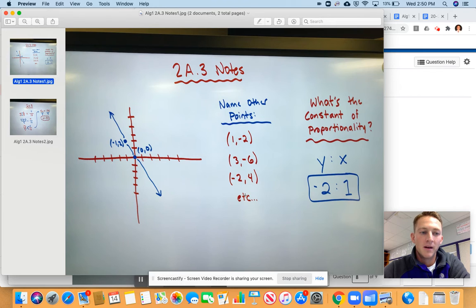And then really the last thing right here, what's our constant of proportionality? So that's the ratio that we talked about yesterday, the y to the x. So when x is 1, what is our y value going to be? We went down 2. And when x was 1, we went down 2. So our y was -2 and our x was 1. We went -2 to 1.